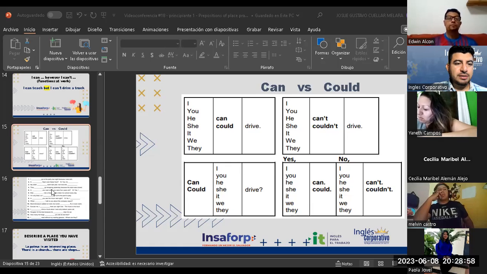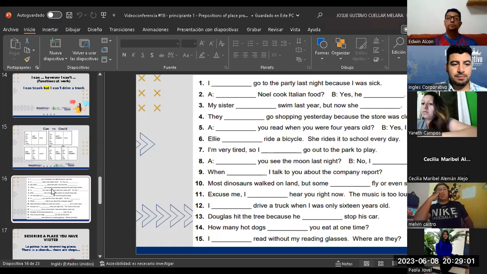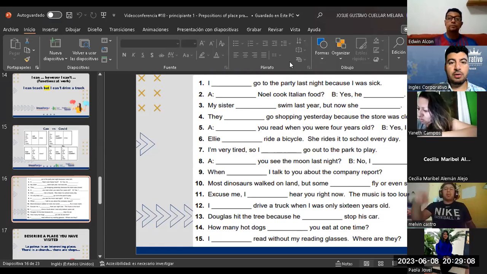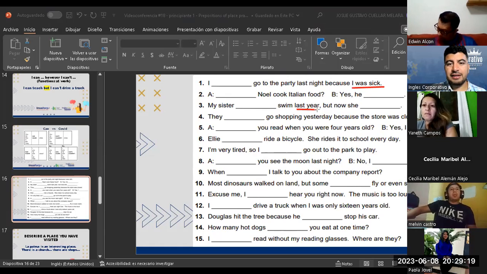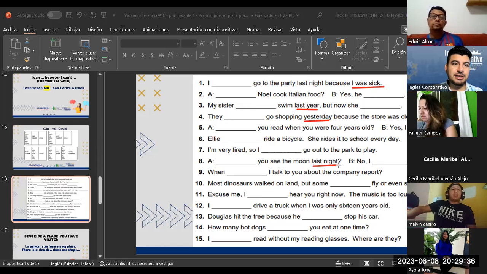Well, let's complete this. Vamos a completar entonces esto. Vaya, para que no digan que no van a participar. Les doy una pista. Vamos a utilizar could o couldn't cuando veamos algunas muestras de oraciones en pasado. O palabras que te digan, porque last year significa el año pasado, I was sick, yo estaba enfermo. Yesterday significa ayer. Last night, anoche. Entonces acá, como estamos hablando en pasado, no vamos a utilizar can't, vamos a utilizar could o couldn't. ¿Ok? Y así hay otras. So, les doy un par de segundos para que revisen y ya las completamos.